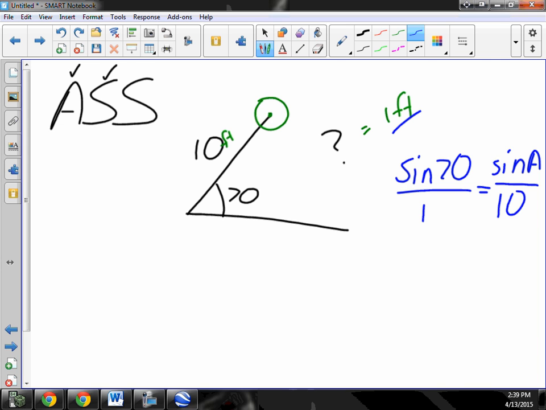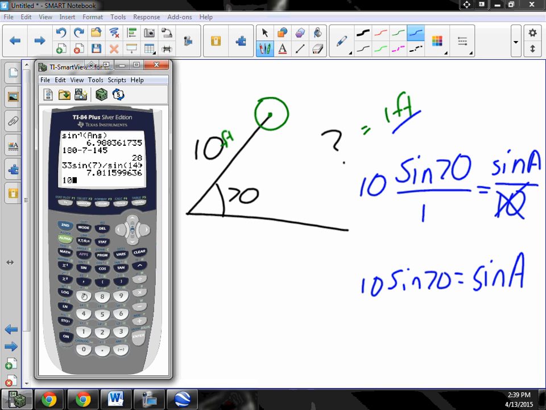Now, I'm solving for A, so what would I do? Times by 10. Times this by 10, and I have 10 sine of 70 equals the sine of A. I'm dividing by 1, but I'm not going to bother. So I get 9.39. How do I know this already doesn't work? Can the sine of A equal 9.39? No.